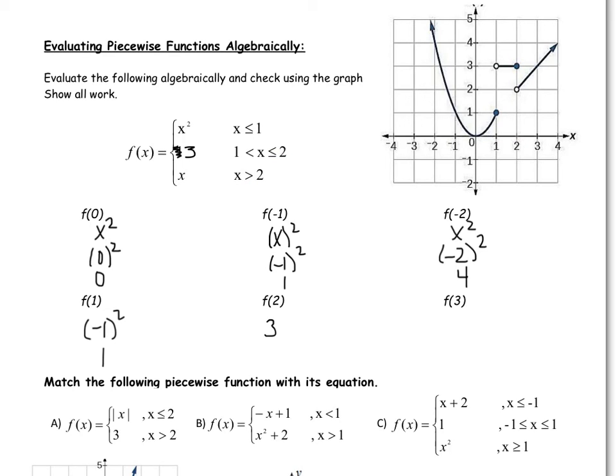And then the last but not least, f of 3. 3 is an x value that's greater than 2, so we're just going to plug it into the x. So x is 3. Let's see if it works out. When x is 3, y is 1, 2, 3. Perfect.